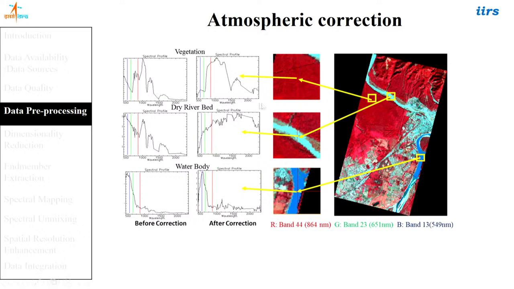So here, this is an example of converting to absolute surface reflectance. Here you can see this is your FCC of Hyperion data. This is your radiance spectral profile. This is your reflectance of vegetation, dry riverbed, and water. So after converting it to reflectance, you can see in these three profiles how the radiance has been converted.